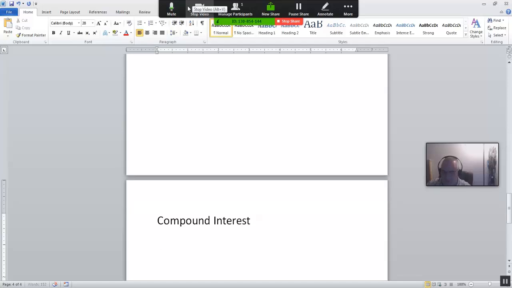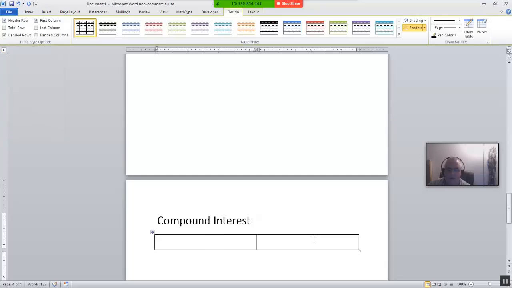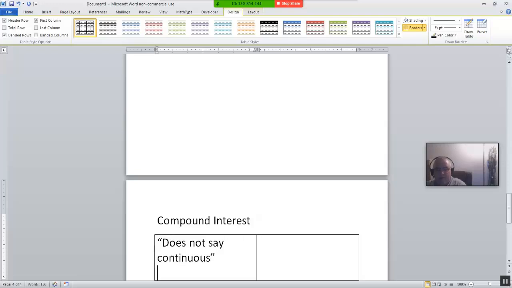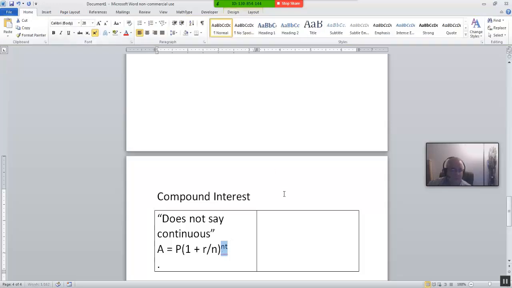We have 2 formulas. We have where it does not say continuous. It might say compounded quarterly. And that's the formula. A is equal to P times 1 plus R over N to the NT power. And then we have where it does say continuous. And this is our Perp formula. A is equal to P e to the RT power.